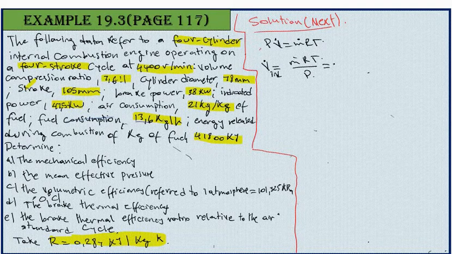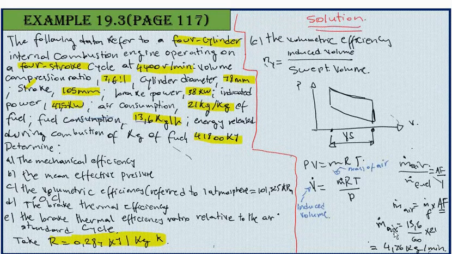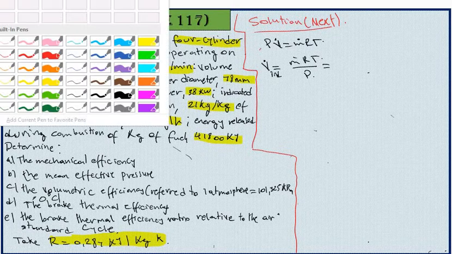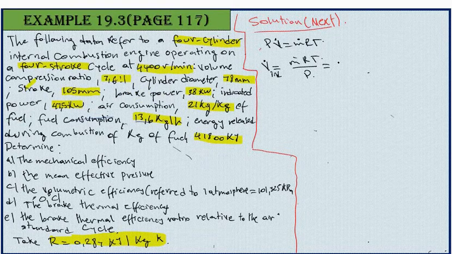So I've already determined the mass rate of air, which is 4.76. I did that in the previous slide. So I have 4.76. So I have the value of R, which is 0.287.